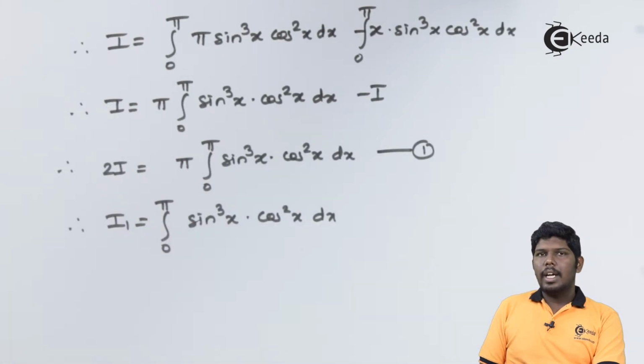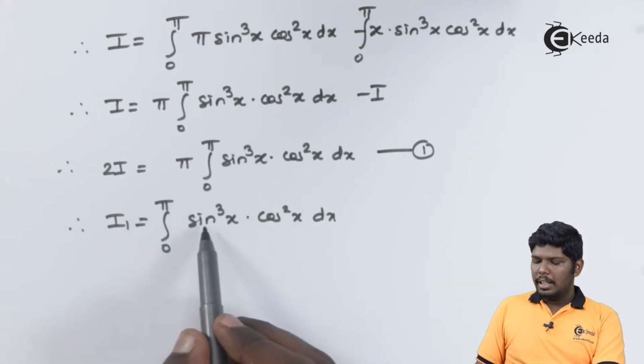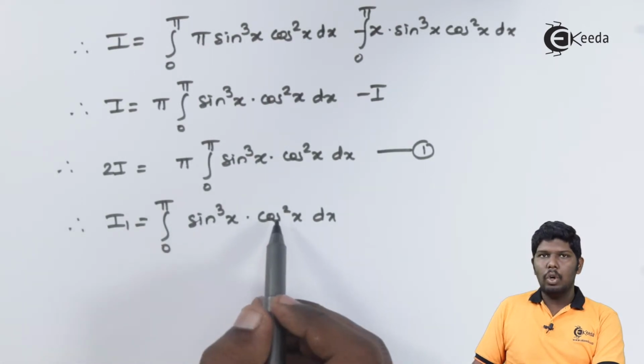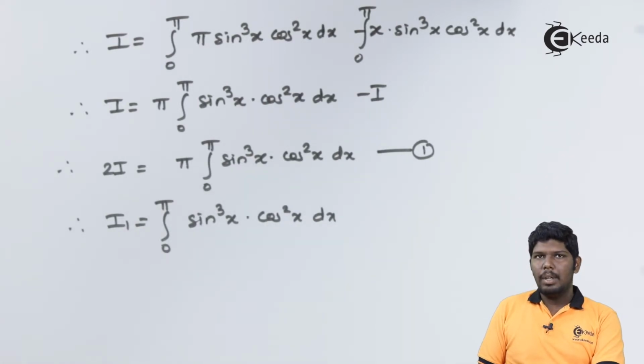Here sin and cos are in product form. Therefore we need to substitute one part as t so that the other part will become dt. But here you can see we cannot consider either of them directly as t, as if I substitute sin x as t, we need only one cos x, and here we have two cos x, that is cos square x. And similarly if I put cos x as t, we will need only one minus sin x, but here we are having three sin x, that is sin cube x.